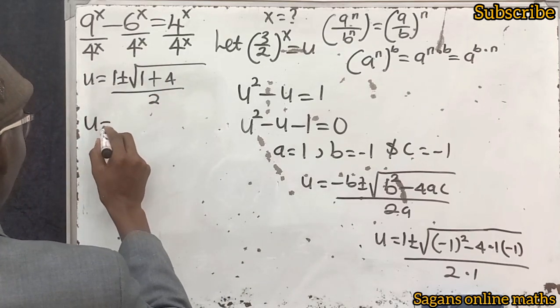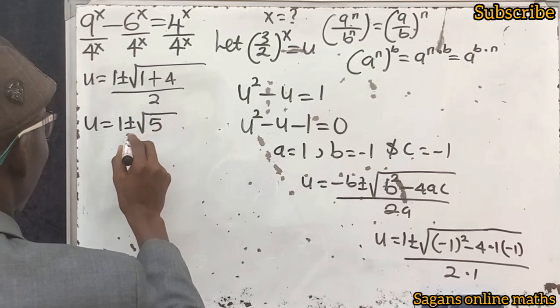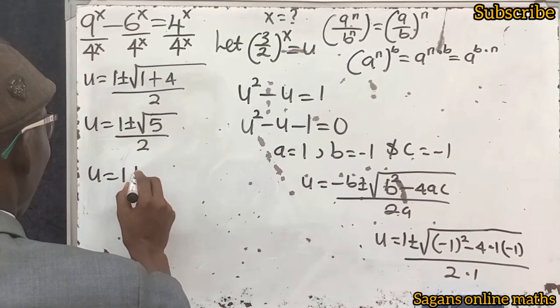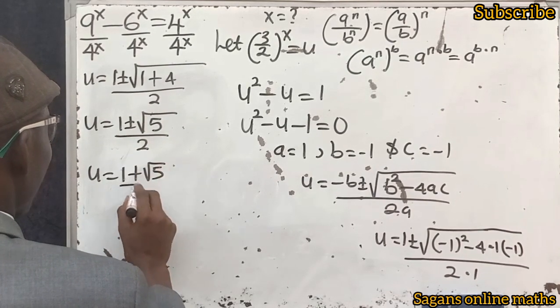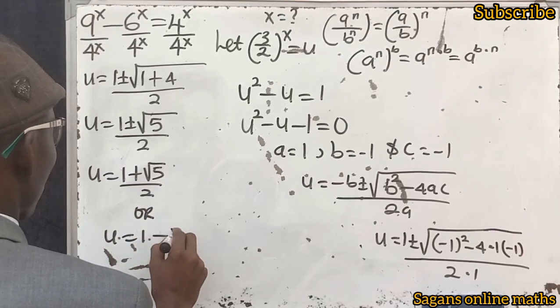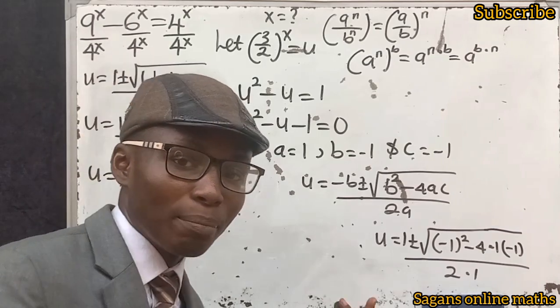That means our u is equal to 1 plus or minus the square root of 5, because 1 plus 4 is 5, divided by 2. It means that u is equal to 1 plus root 5 divided by 2, or our u is equal to 1 minus root 5 divided by 2. Wow, this is amazing.